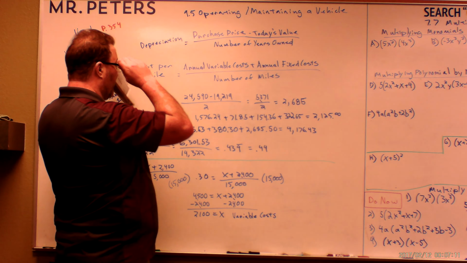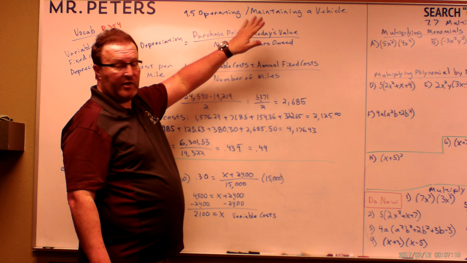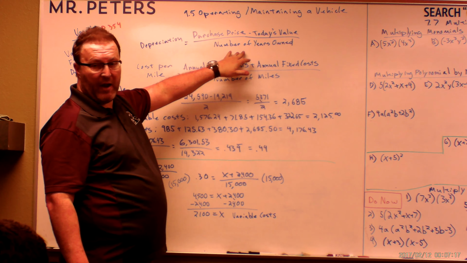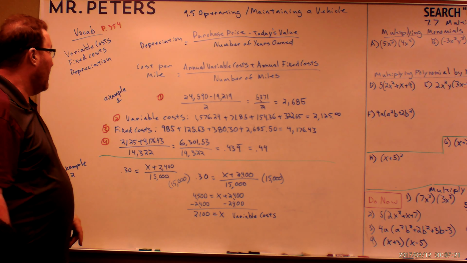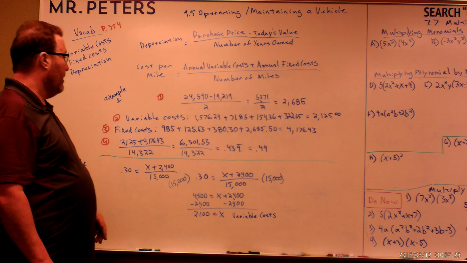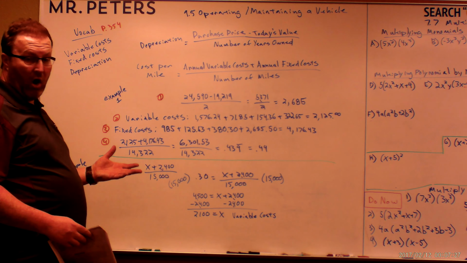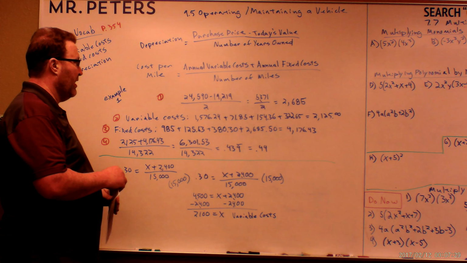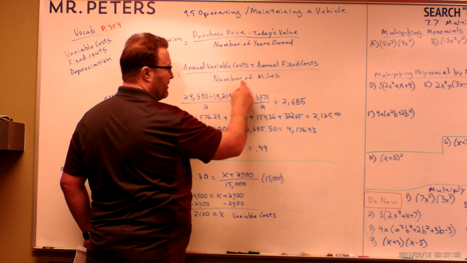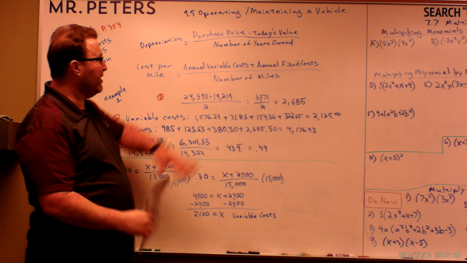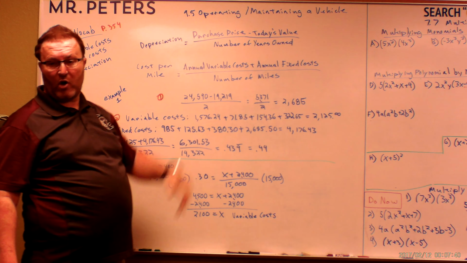So looking at the first formula, we have our purchase price minus today's value. So we take that number and we divide it by the number of years owned, and that gives us our depreciation figure. Depreciation figure is figured in when we're trying to figure out what our costs are when everything's all said and done. Cost per mile is the variable cost plus the fixed cost divided by the number of miles. This is just total operating expense of the vehicle divided by the miles, giving you the cost per mile.